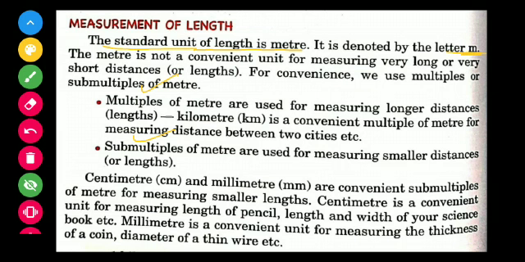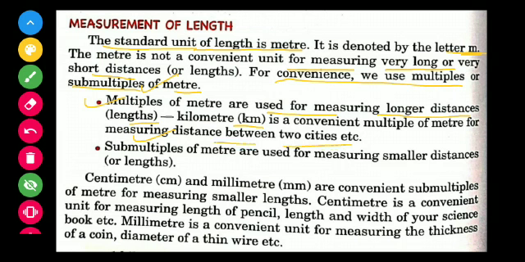The meter is not a convenient unit for measuring very long or very short distances. To measure long or short distances, we use the multiples and submultiples. For convenience, we use multiples or submultiples of meters. A multiple of meter is the kilometer, the best example. Multiples of meter are used for measuring longer distances. Kilometer is a convenient multiple of meter for measuring the distance between two cities.